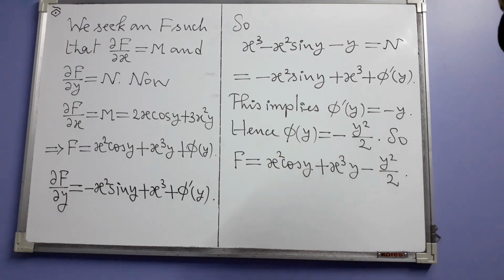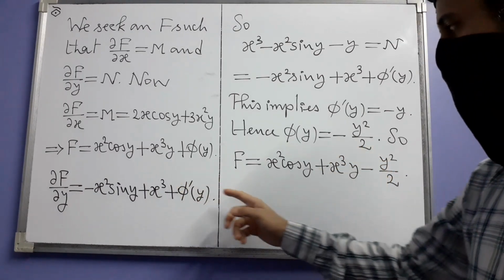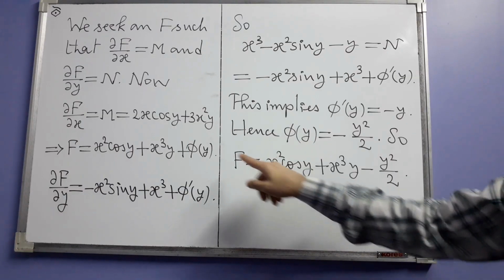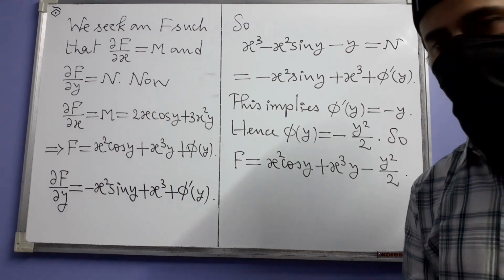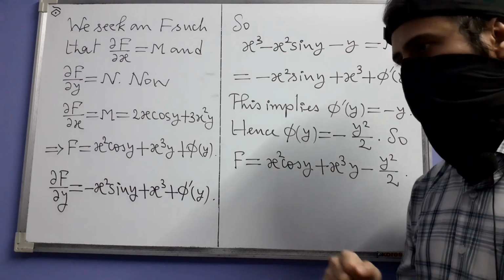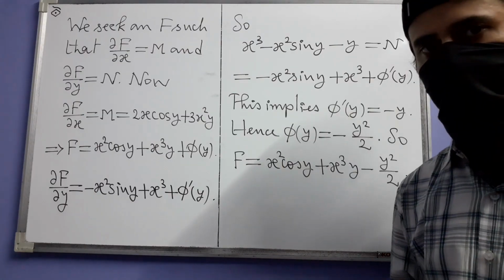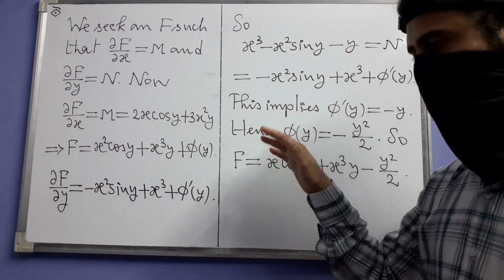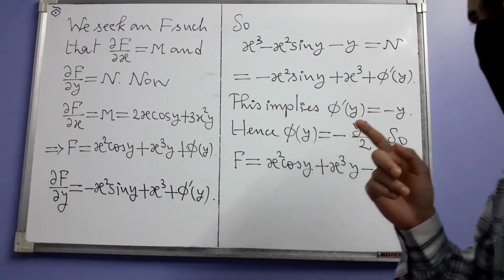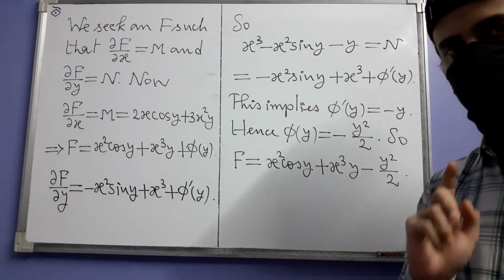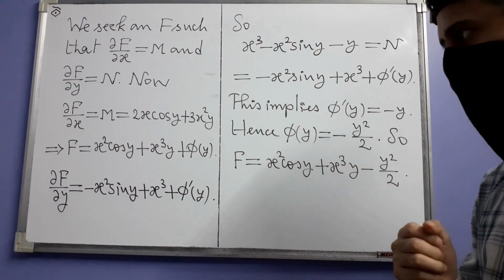And then what do we do? We take this value of phi of y and put it here. So that way we get f, and f is equal to x square cos y plus x cube y minus y square divided by 2. So with this expression of f, what is the general solution? The general solution is that f is equal to an arbitrary constant. And then it does not stop there, of course, because we have to find the value of the arbitrary constant using our initial condition that is given to us, which was I think y of 0 equal to 2. So let's do that next.